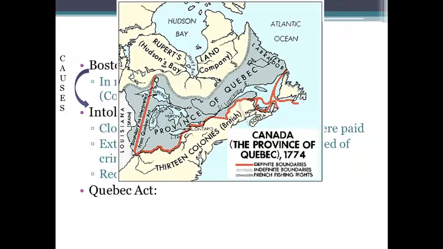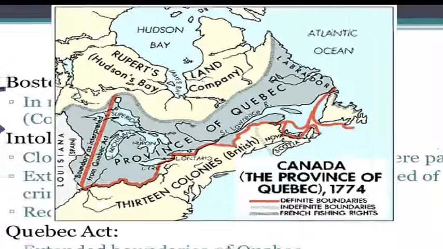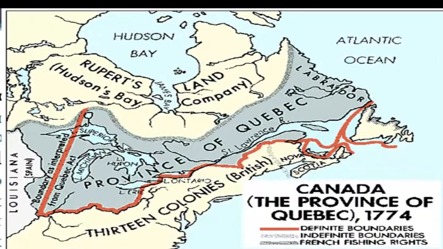Now, something that has passed in the same year but is not a part of the Intolerable Acts is the Quebec Act. This extended the boundaries of Quebec all the way down from Canada to the Ohio Valley. And this concerned Americans because they felt like it was an encroachment on their land again that they fought for in the French and Indian War.